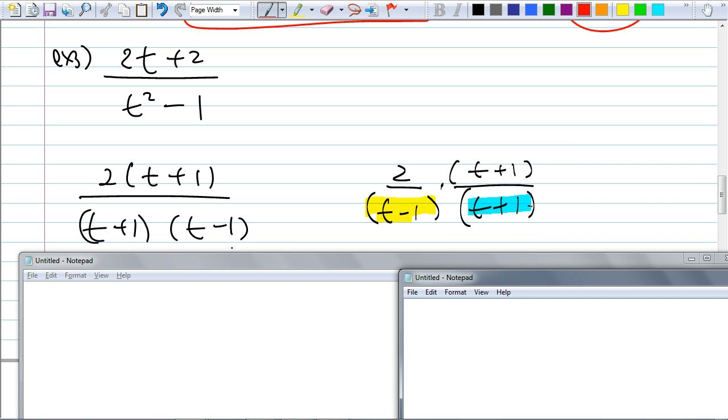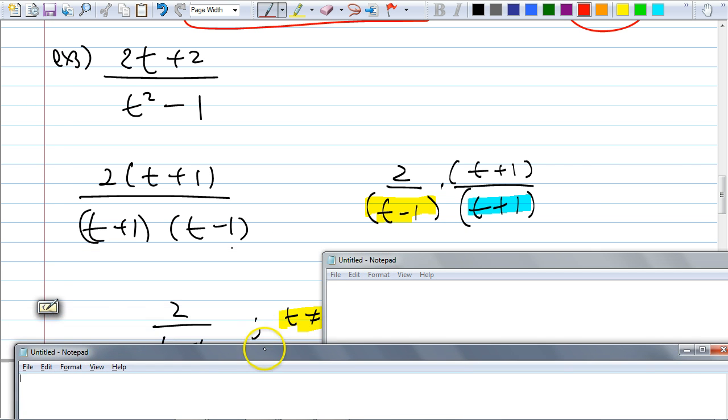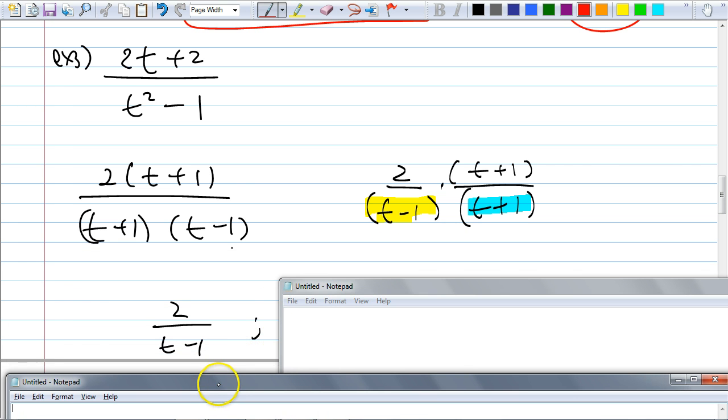Okay, who can tell me what to write now? How about Spencer? Exactly. Because t plus 1 over t plus 1 is just 1, isn't it? So you get 2 over t minus 1 times 1. And of course, you have to write down the restrictions, right?